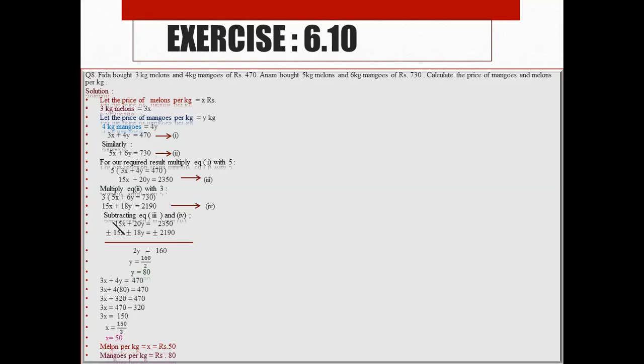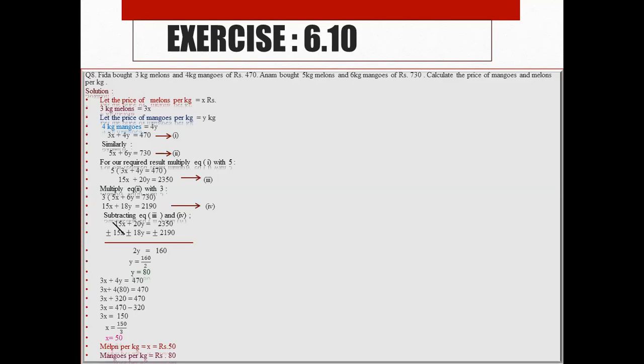Because when we buy 3 kg melons and 4 kg mangoes, the rupees will be 470. So that's why we add them and we write their sum is 470. Now come to the second condition. In this, 5 kg melons and 6 kg mangoes. Again, melons will be x and mangoes will be y. 5 kg melons mean 5x, 6 kg mangoes mean 6y. And the sum of these two is 730. So 5x plus 6y is equal to 730.